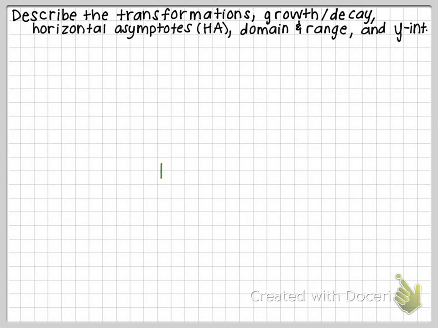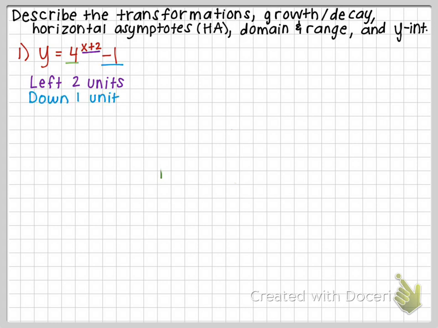So we're going to do 4 examples here. Describe the transformations: growth or decay, horizontal asymptote, domain, range, and y-intercept. So let's start with this one. Okay, the first thing we're going to do is the transformations. So this is a function, y equals 4 to the x plus 2 minus 1. This x plus 2 means we go left 2 units. That minus 1 means we go down 1 unit. And it's exponential growth because our b is 4, and that's greater than 1.